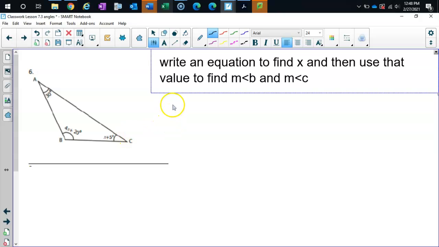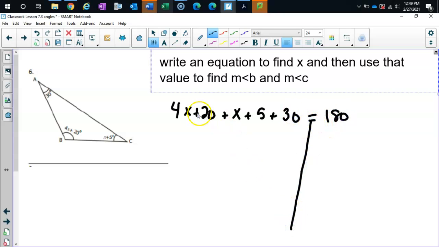Now, when you add these together, we know that all angles in a triangle add up to 180. So I will have 4x plus 20 plus x plus 5 plus 30 equals 180. Draw my line down the middle. Left side, I need to combine like terms. 4x plus x, this is a 1x, that's 5x. 20 plus 5 plus 30 is 55. So plus 55 equals 180.